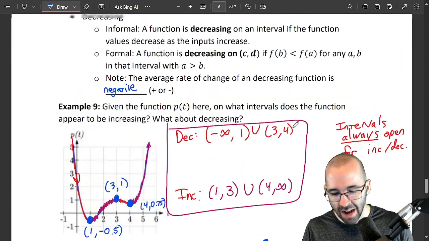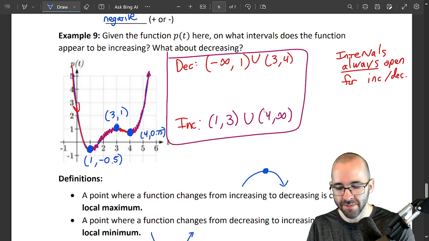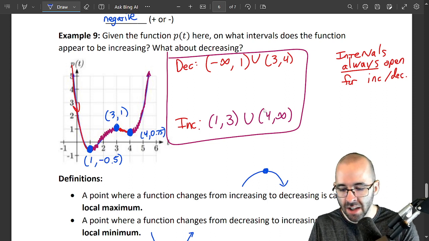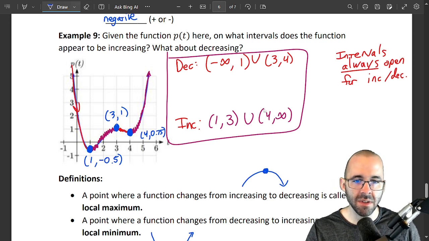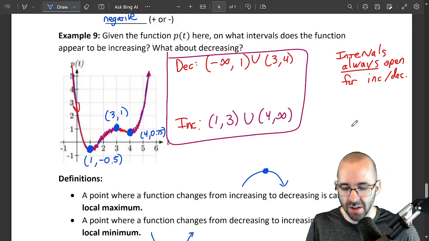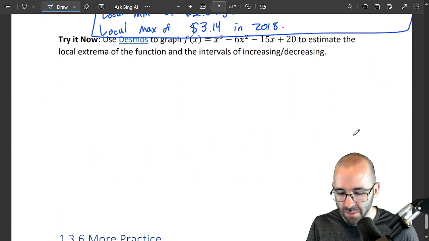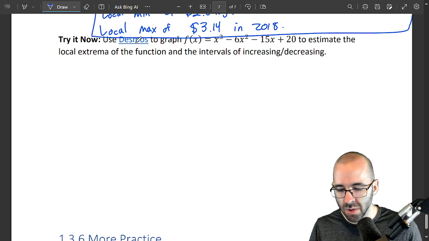Graphically, local extrema are not necessarily the biggest or the smallest. In this case, this actually is the smallest, but that's another term. That's called absolute or global extrema, and we're not talking about that right now. Okay, so you should have everything pretty good to go. Let's do a try it now.